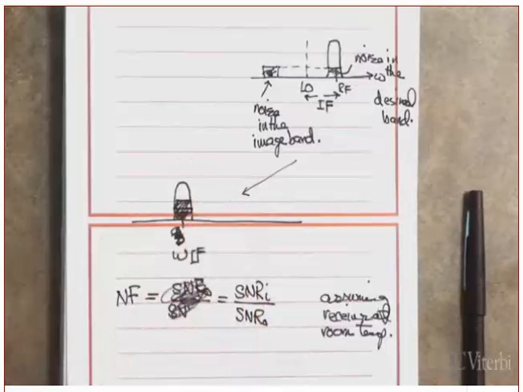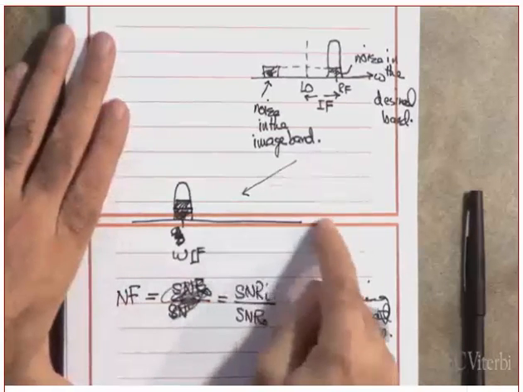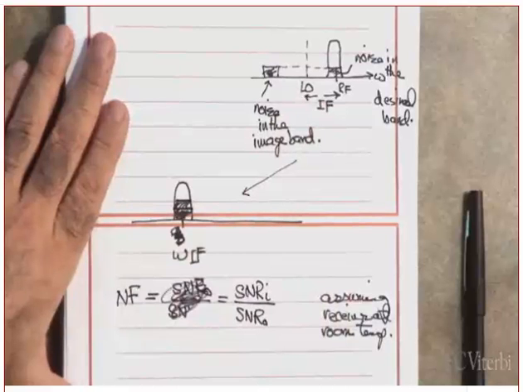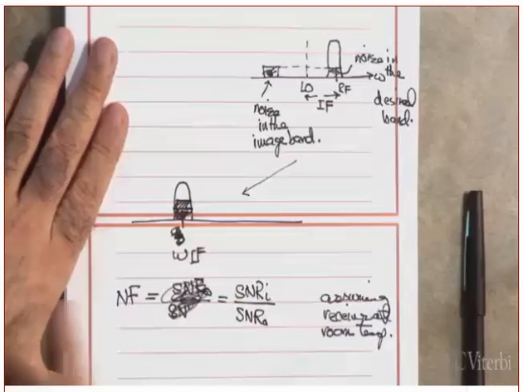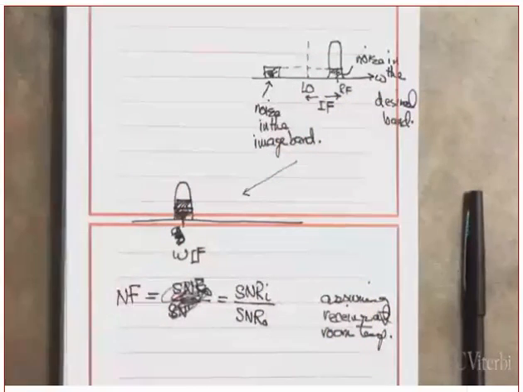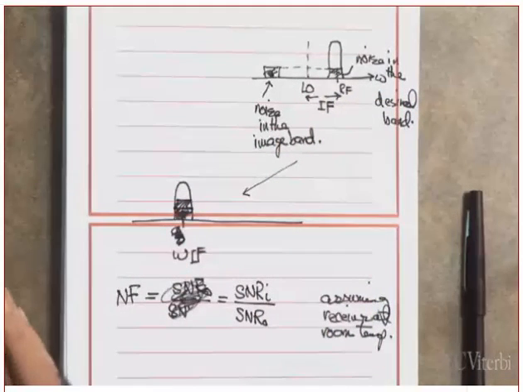So how many components of the noise will we have? Four components of the noise. Yes or no? All of these components will be multiplied by G. Did you get the G? All of them will be multiplied by the G, which is the gain, because I'm referring all the noise to the input of the mixer.